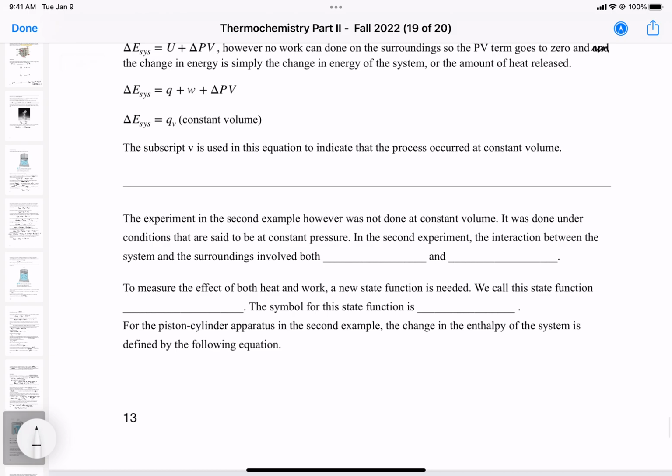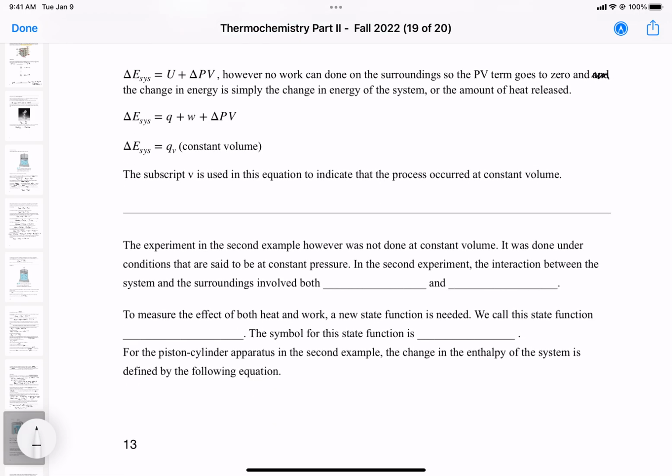So the experiment in the second example was not done at constant volume. It was done under conditions that we define as constant pressure. In the second experiment, the interaction between the system and the surroundings involved not only heat but also work. In the first example, we didn't have any work, so nothing was lost to the surroundings. To measure the effect of both of these quantities, or path functions, we defined a new state function called enthalpy.